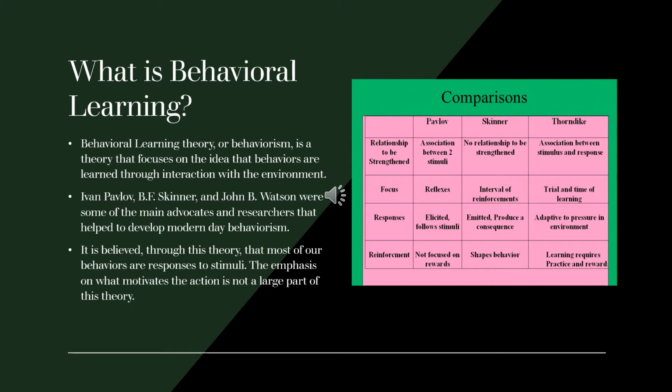So the first question that we will be answering is, what exactly is behavioral learning? Behavioral learning theory, or behaviorism as it's called in some circles, is a theory that focuses on the idea that behaviors are learned through interaction with our environment. So that means that we're not looking as much at what other people do. We are interacting, doing these behaviors, and then figuring out kind of what works and what doesn't within our environment.